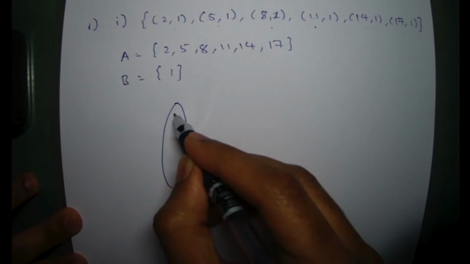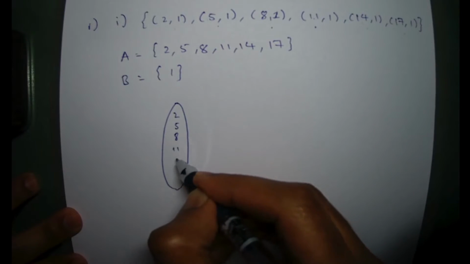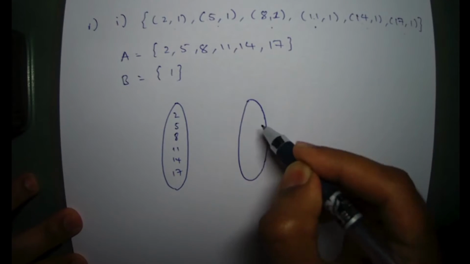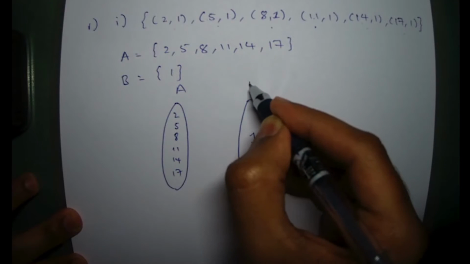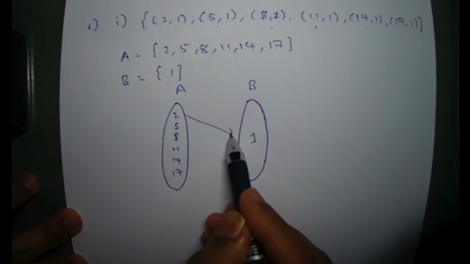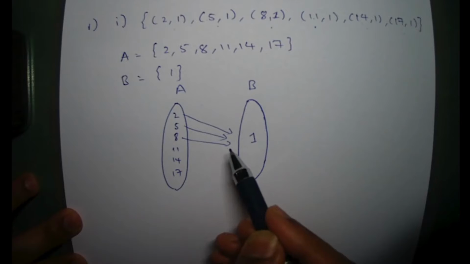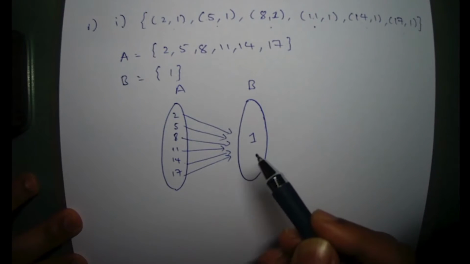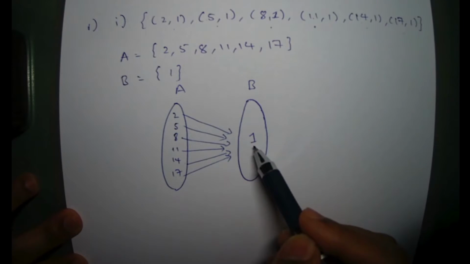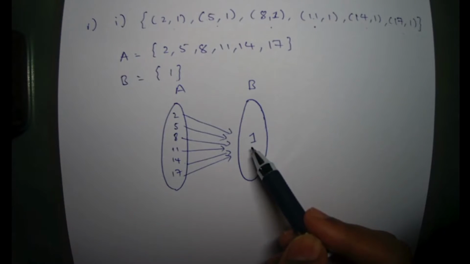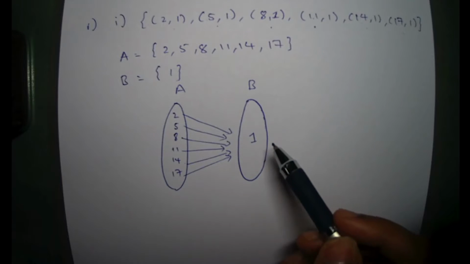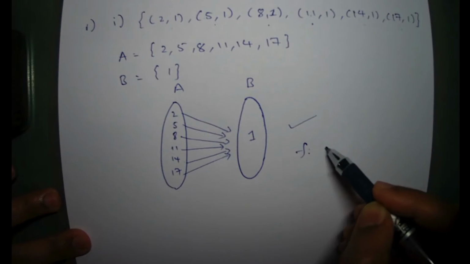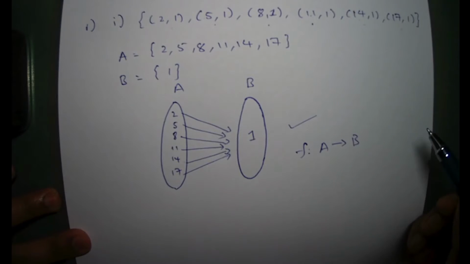So we have set A here with 2, 5, 8, 11, 14 and 17, and we have set B with the term 1. So 2 is linked to 1, 5 is linked to 1, 8 is linked to 1, 11 is linked to 1, 14 is linked to 1 and 17 is linked to 1. So we see that all the terms here are linked to just one term in set B, or all the terms here have just one image in set B. So this is indeed a function. So we can write function f from set A to set B.